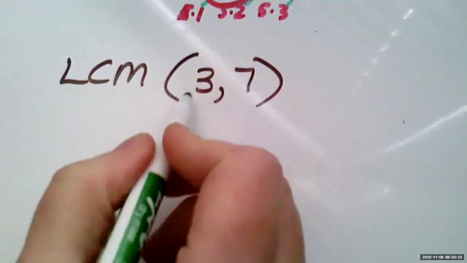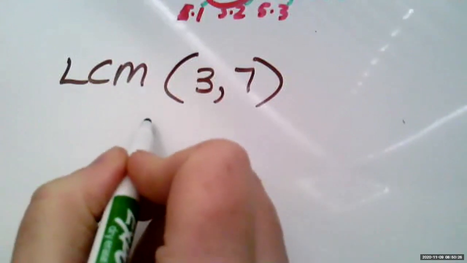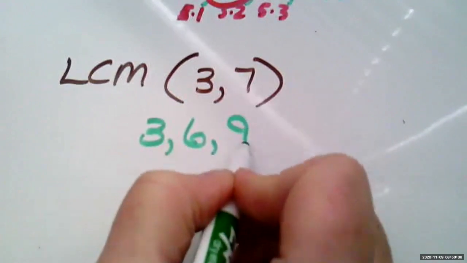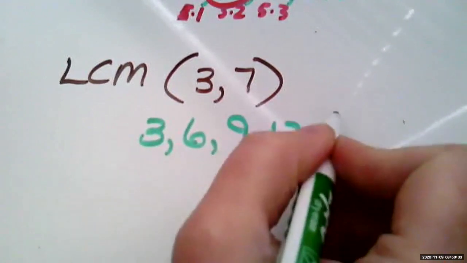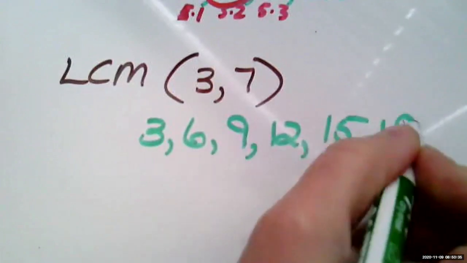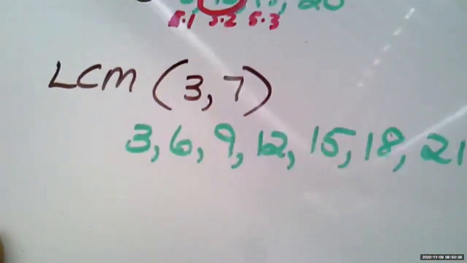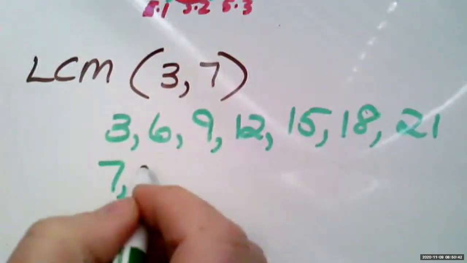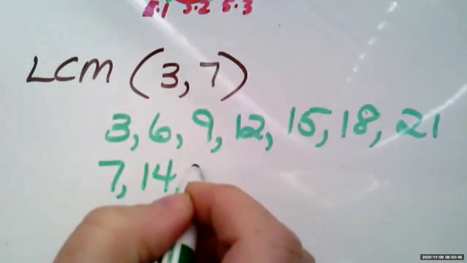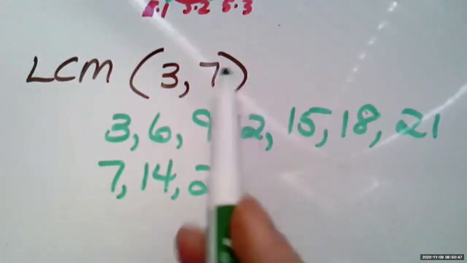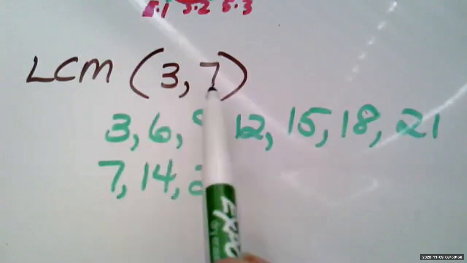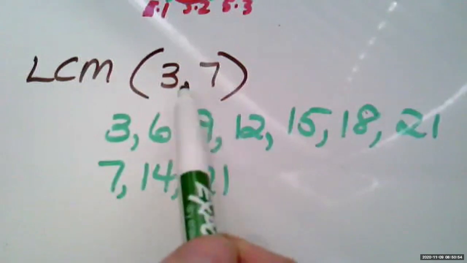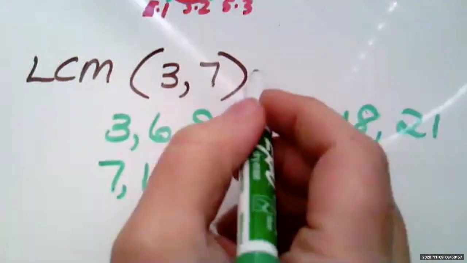So multiples of 3, multiples of 3. If I ask you to count by multiples of 3, 3 times 1 is 3, 3 times 2 is 6, 3 times 3 is 9, 3 times 4 is 12, 15, 18, 21. And 21 for me is a little bit of a trigger because 7 times 1, 7 times 2 is 14, 7 times 3 is 21. It does work out sometimes that the least common multiple are the two that are multiplied together. However, it's not always the answer, okay?